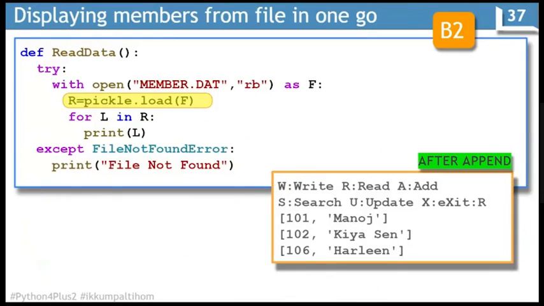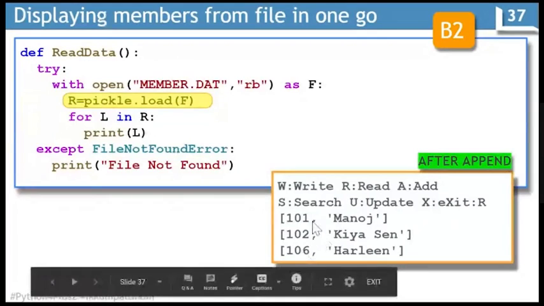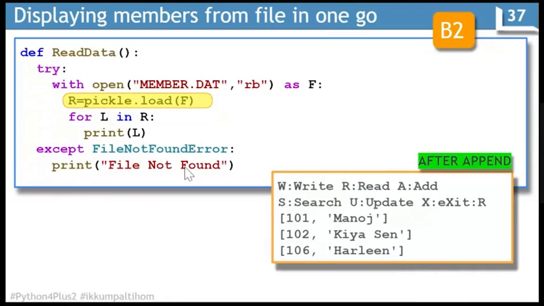So if we run our read data function over here, it is going to retrieve three lists. That is, first is 101 Manoj, second is 102 Kia Sen, and third is 106 Harleen. So that new list got added and displayed.